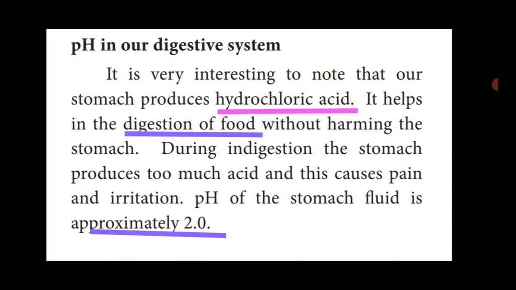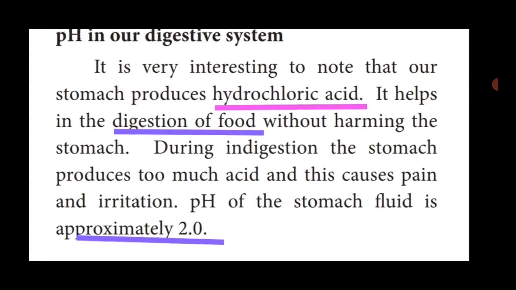Our stomach produces what acid? Hydrochloric acid. It helps in the digestion of food without harming the stomach. During indigestion, the stomach produces too much acid. At this stage it will cause pain and irritation. This is called acidity. The pH of the stomach fluid is approximately 2.0.